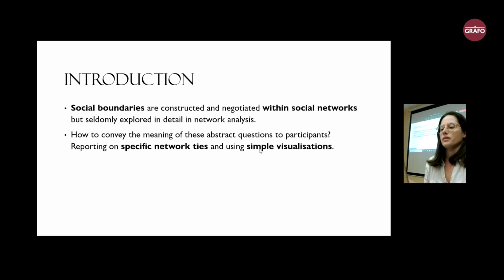So how can we convey the meaning of these abstract questions to participants? On the one hand, we ask them to report on specific ties, on specific people who are part of their networks. And on the other hand, we use simple visualizations that will help us to support this task that is cognitively demanding.